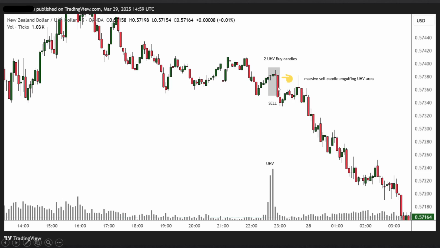This sell candle is actually engulfing the 2 bullish buy candles which were associated with ultra high volume. You need to sell here, you need to place stop loss above, and you should expect a massive sell after that, and you got the trade in profit as well.